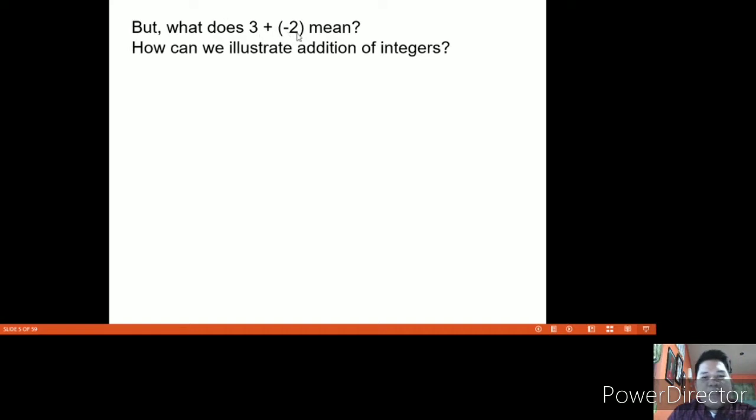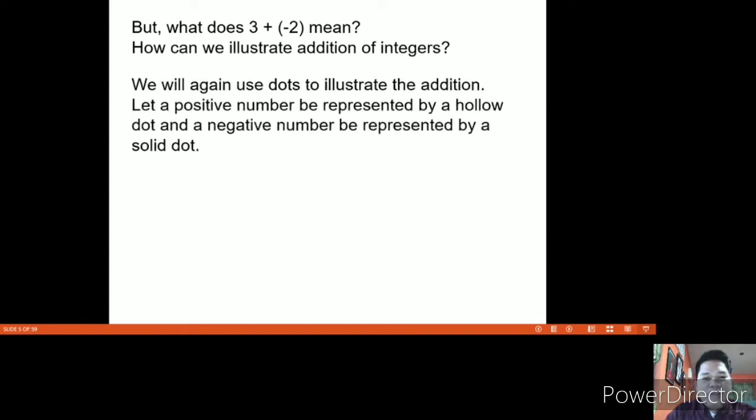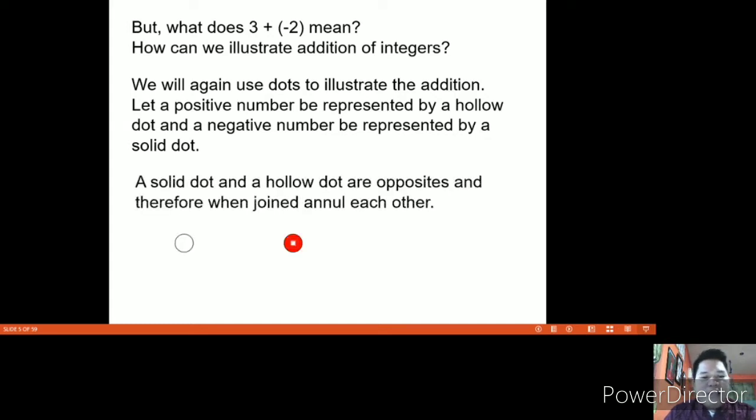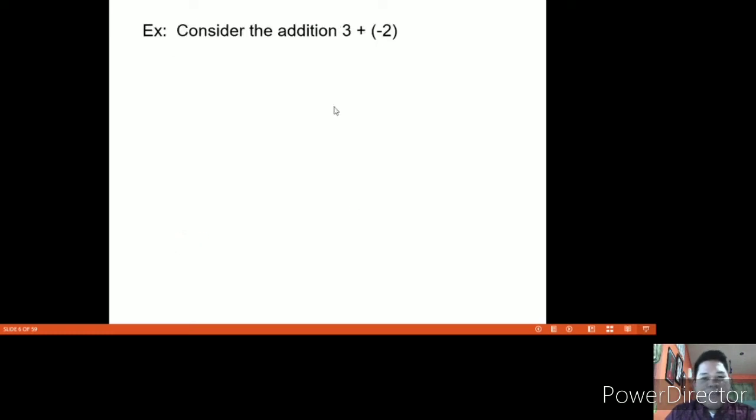But what does 3 plus negative 2 mean? How can we illustrate addition of integers? So if they are not the same sign, we will again use dots to illustrate the addition. Let a positive number be represented by a hollow dot and a negative number be represented by a solid dot. A solid dot and a hollow dot are opposites and therefore when joined annul each other. Consider the addition 3 plus negative 2.